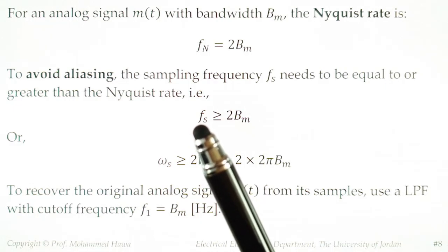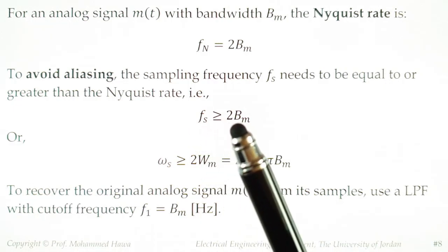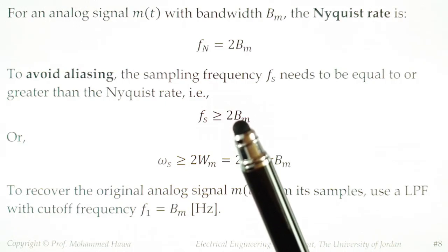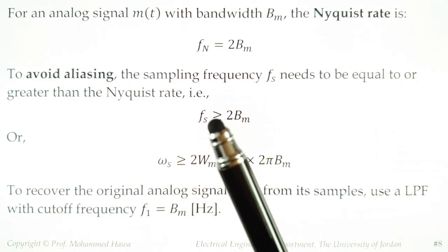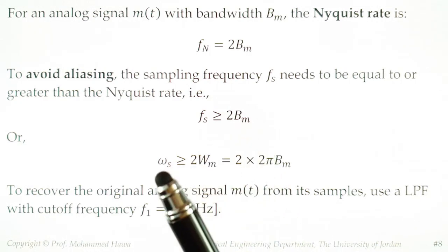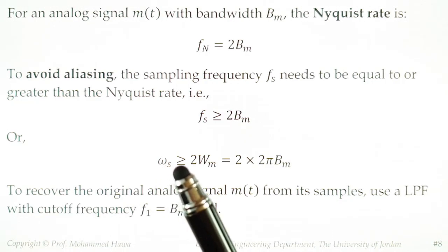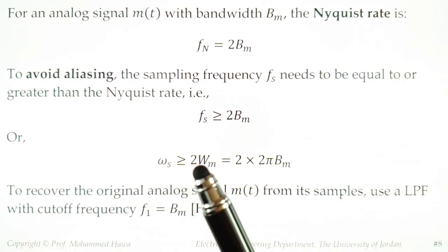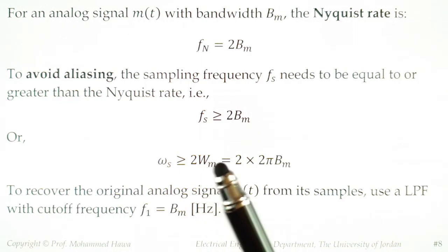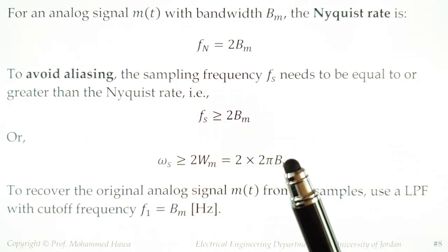The sampling frequency should be greater than or equal to the Nyquist rate, which is twice the bandwidth of the original signal. Of course, here I'm using hertz, but if you want to use radian per second, that's fine too. Make sure that omega s, the sampling frequency in radian per second, is greater than or equal to 2 times Wm, which is the bandwidth of the message in radian per second, where Wm is 2 pi times Bm if Bm is in hertz.